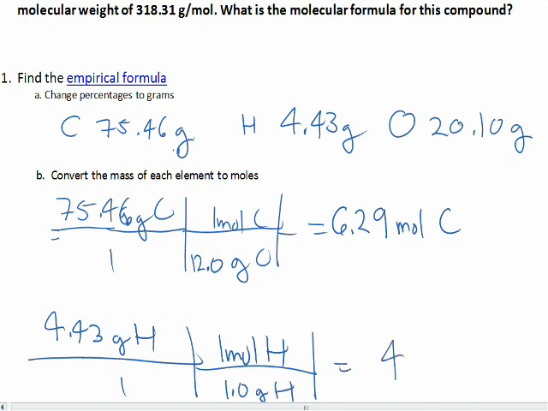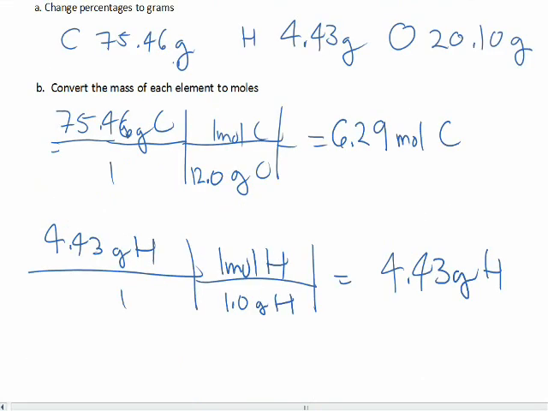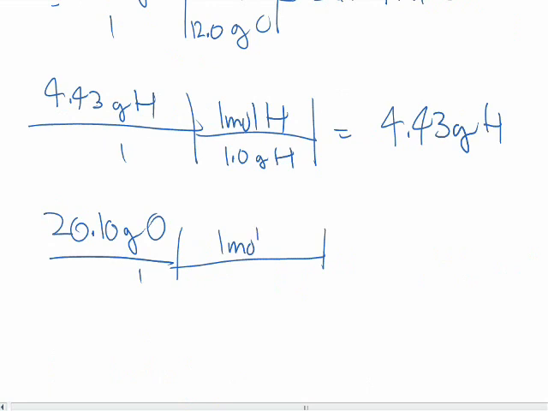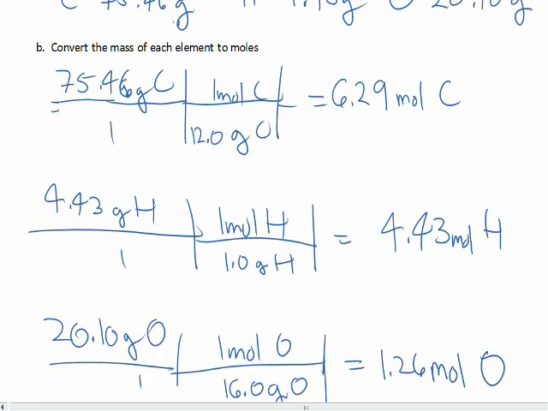That equals 4.43 moles of hydrogen. Now for oxygen, we have 20.10 grams of oxygen, and we multiply that by 1 mole of oxygen divided by 16.0 grams of oxygen. That equals 1.26 moles of oxygen.